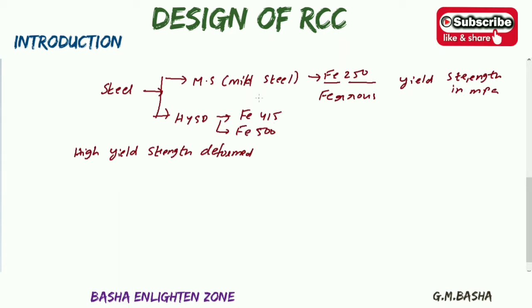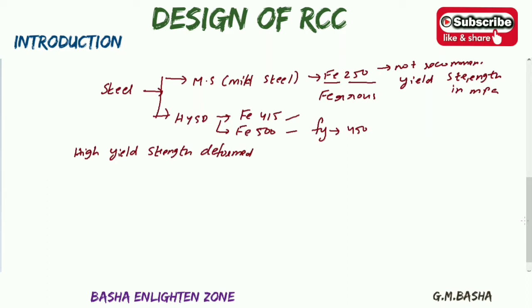But this MS 450 is not recommended because of its poor strength. So generally we use these two, Fe 415 and Fe 500. If they ask any question like that, you can denote it with the yield strength in terms of Newton per mm square.